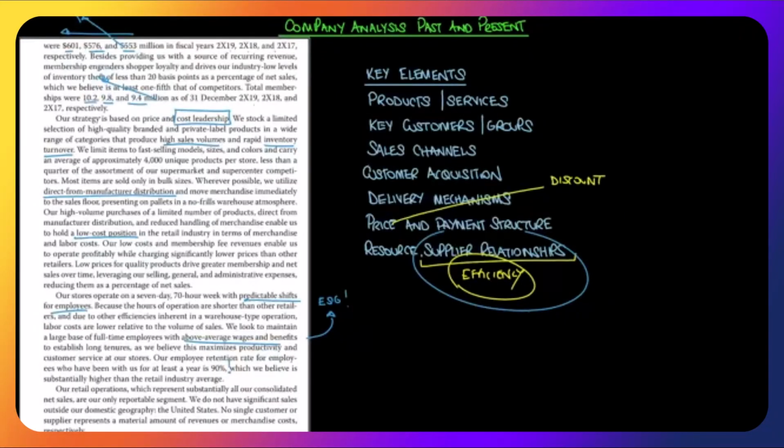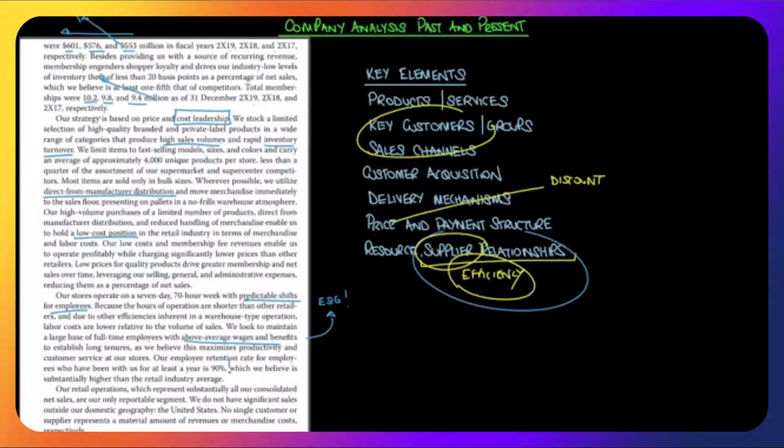Don't have significant sales outside our domestic geography, the United States. So no global considerations. No single customer or supplier represents a material amount of revenues or merchandise costs, respectively. So that calms me down about supplier relationships a little bit. We're not dependent on any one. It is still key to make them efficient.